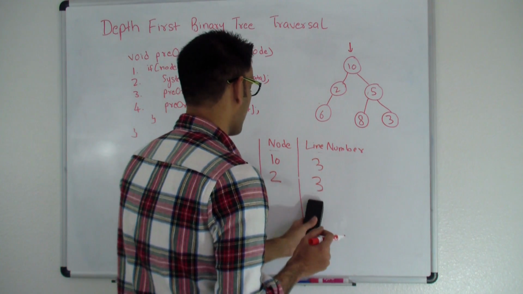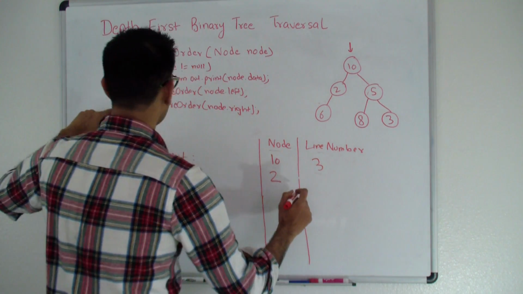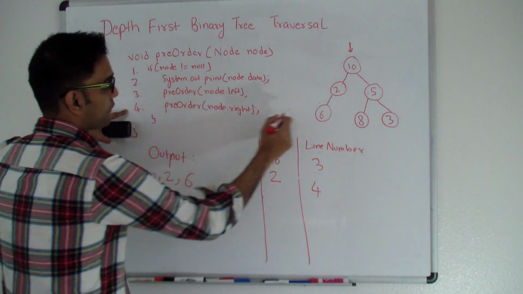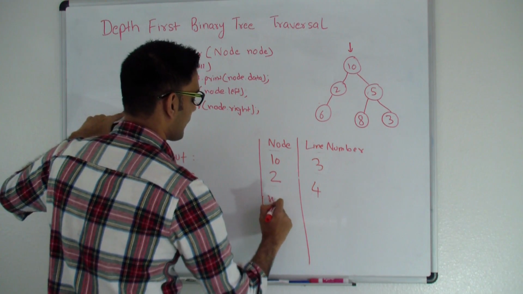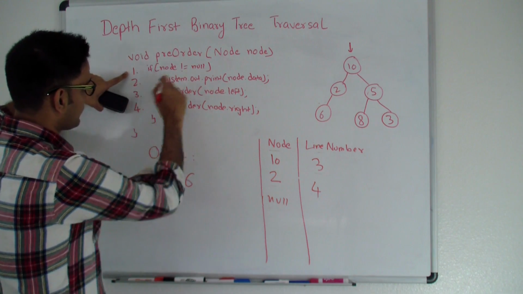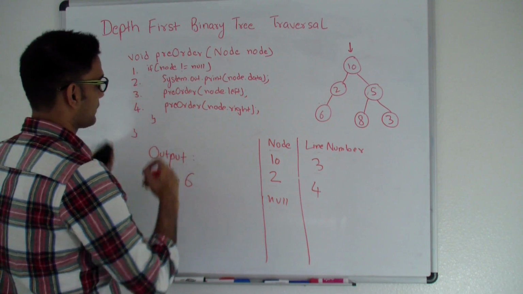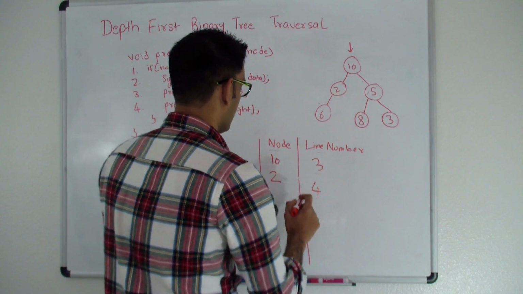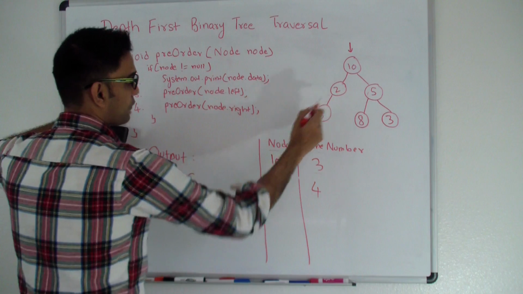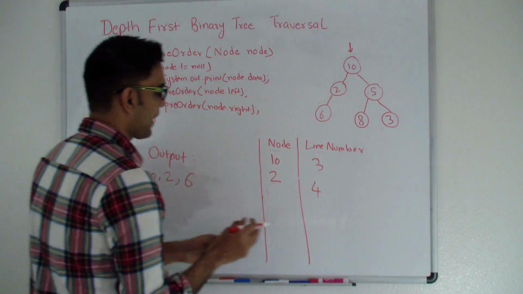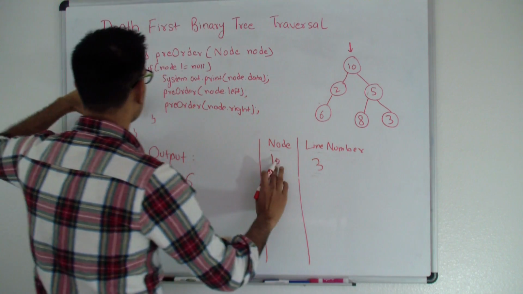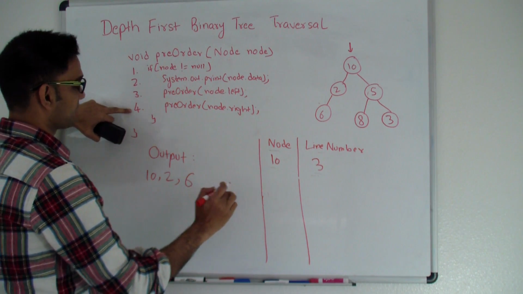So now we are done executing all the lines for node 6, so it goes back to its calling function, which is 2, and we execute line number 4 of 2. So here it says node.right, so 2's right, so that is null. So we go here again, node is null, so it doesn't go into the if condition, so it returns back. And now we are done executing line number 4 for node 2, so it goes back from there and goes to 10.